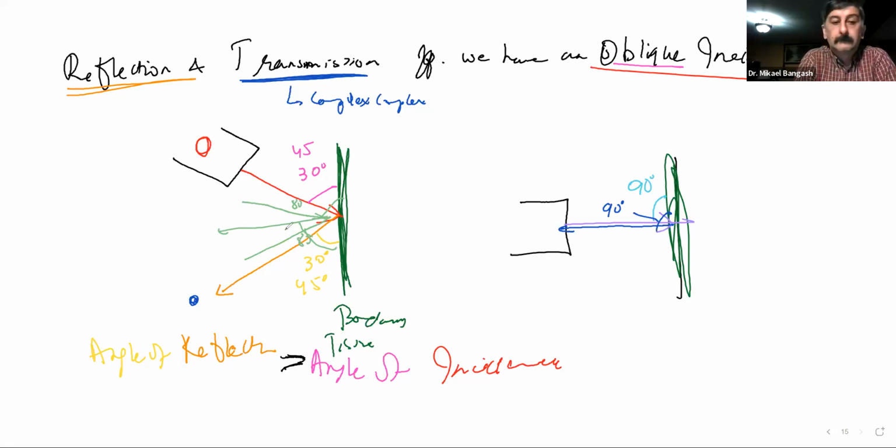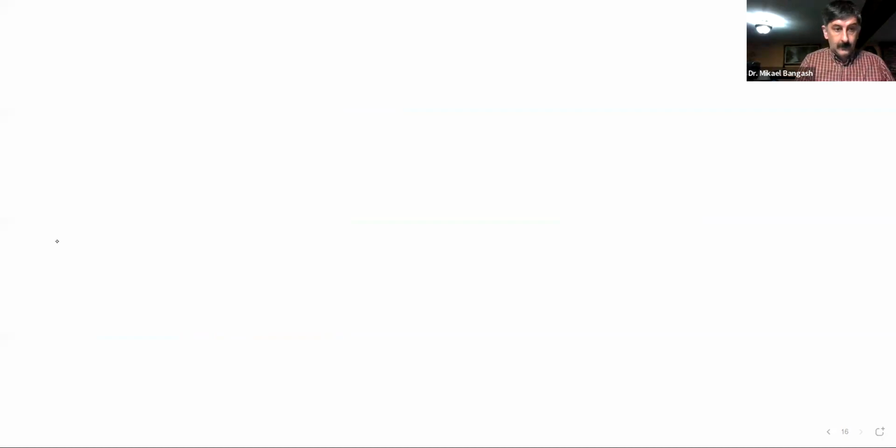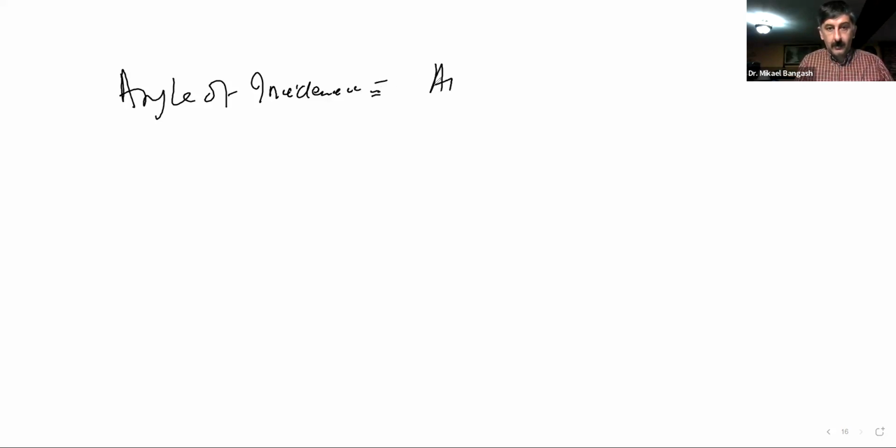Did you guys get that? So rule number one that happens in case we have an oblique incidence is that your angle of incidence is going to be equal to the angle of reflection. Any doubts about that? Clear?